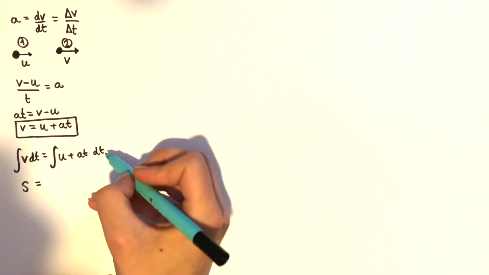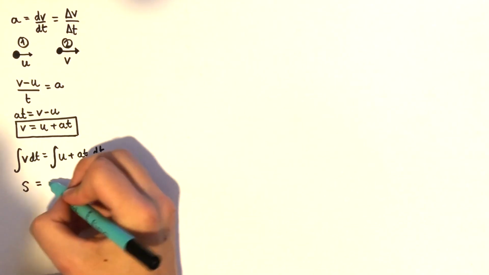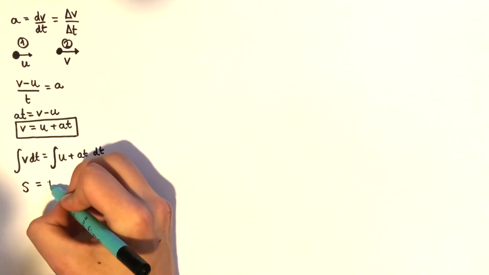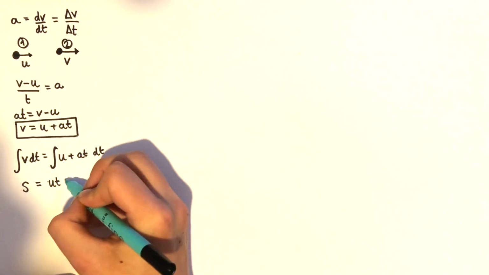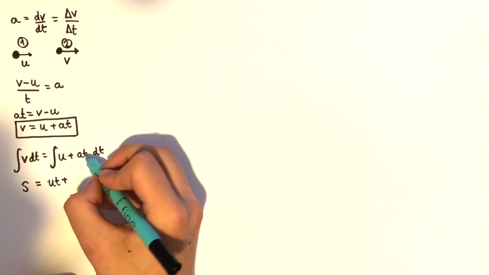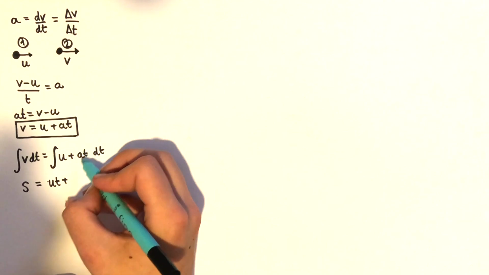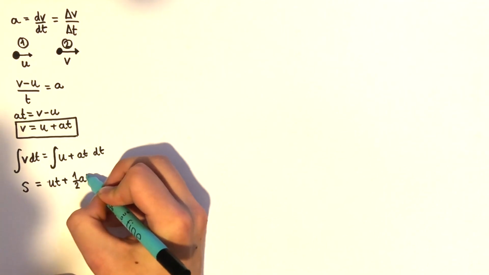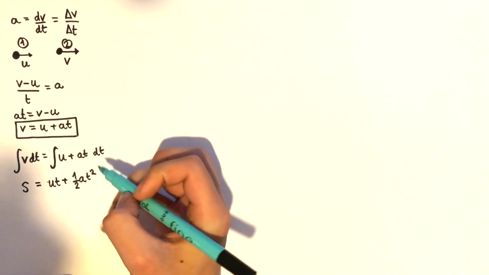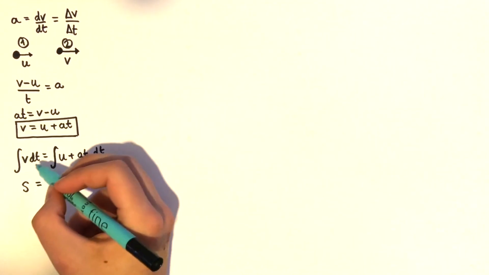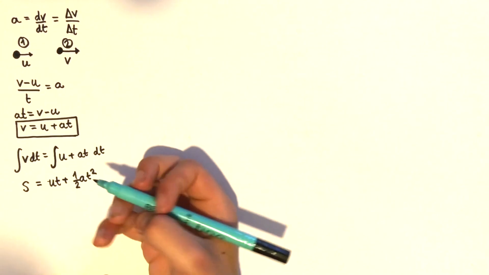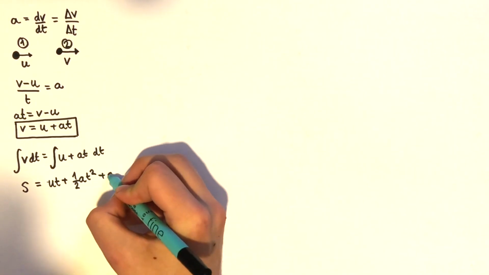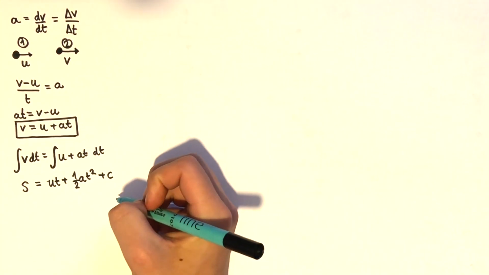And what if we integrate this? Well, u is simply a constant, and we're simply going to get ut. And as for this term, we're going to get t squared, but of course we have to divide by 2. So therefore we end up with a half a t squared. Now both sides of this integral are going to actually produce a constant because we didn't use any limits. So we're going to put a plus c right on the end there.